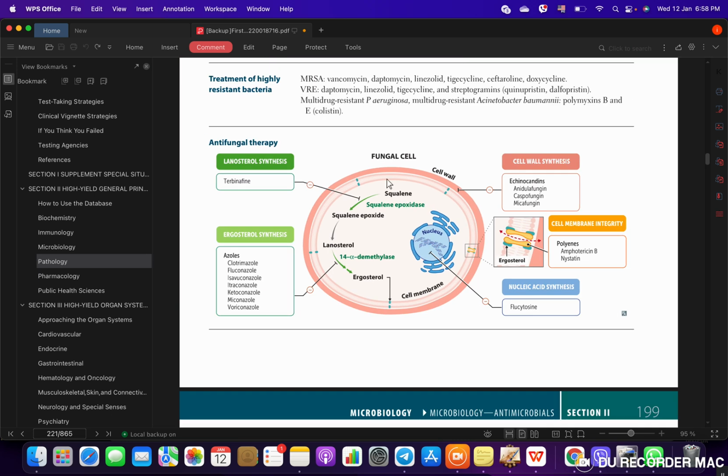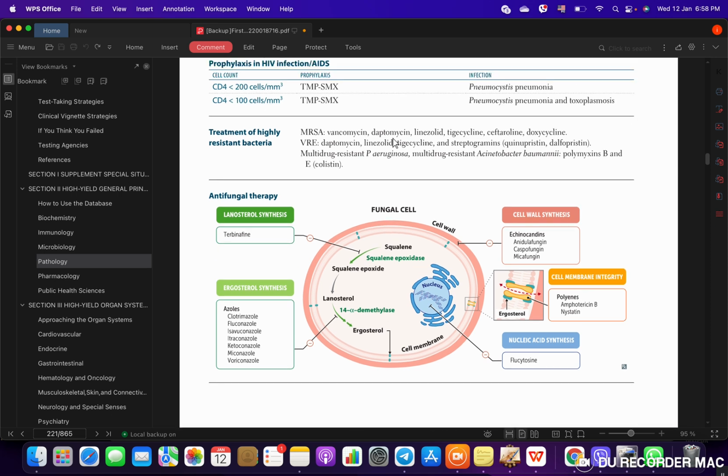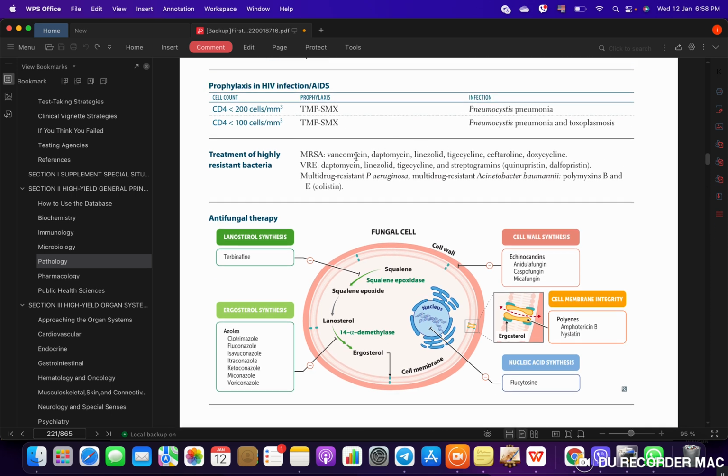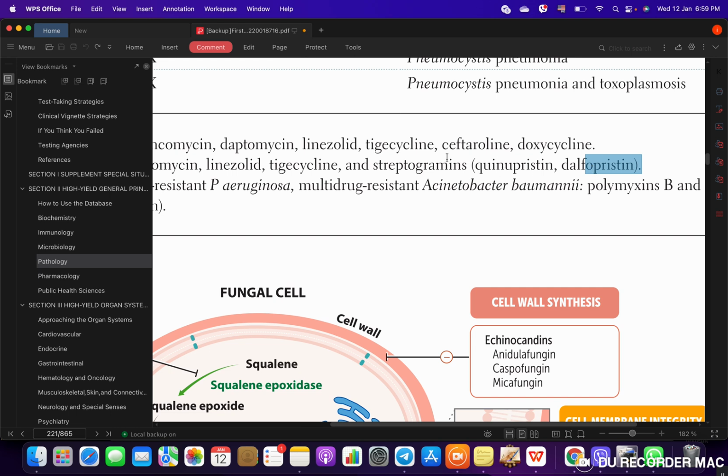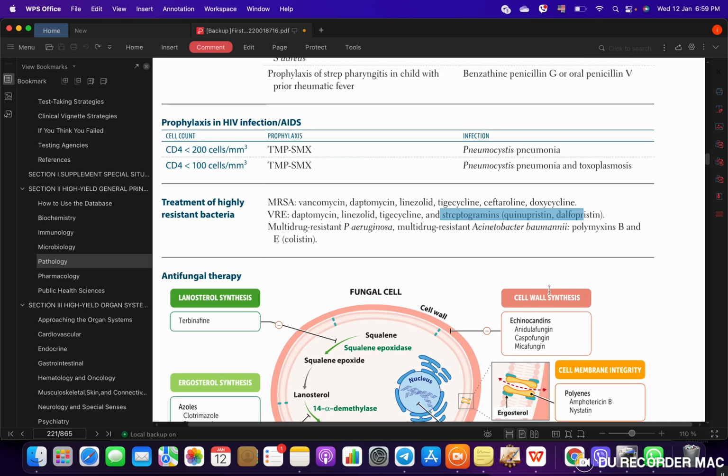So the treatment of highly resistant bacteria: we have the MRSA. We give for that vanco and daptomycin, linezolid, tigecycline, ceftaroline, which is a cephalosporin, and doxycycline. For vancomycin resistant enterococcus, we have all of these drugs, but to be fair with you, they always ask about tigecycline and linezolid. But we also can use daptomycin and the streptogramins, which are quinupristin-dalfopristin. This is a new group of drugs, guys. Try not to use it.